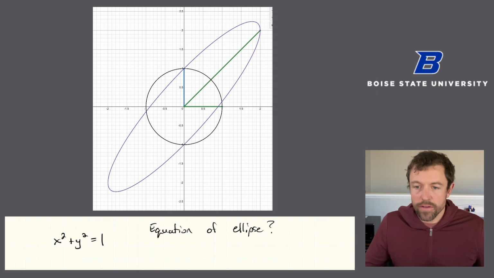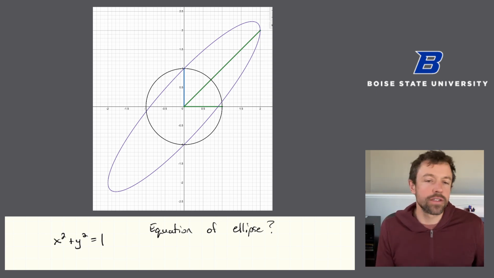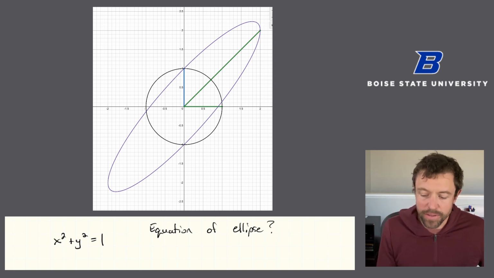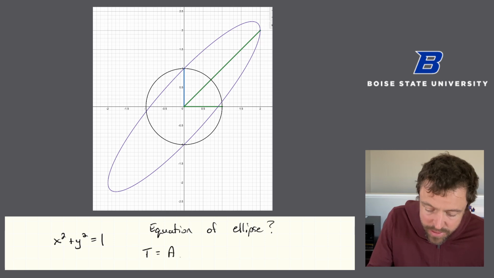And in order to figure this out, I think it's relatively clear that we should figure out what this linear transformation is. So what linear transformation have we just applied, right? We should start with that and see how we can use this transformation to figure out the equation of the ellipse. So our transformation is t equals Av.